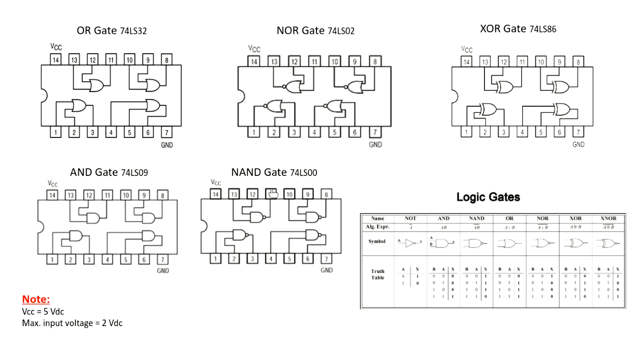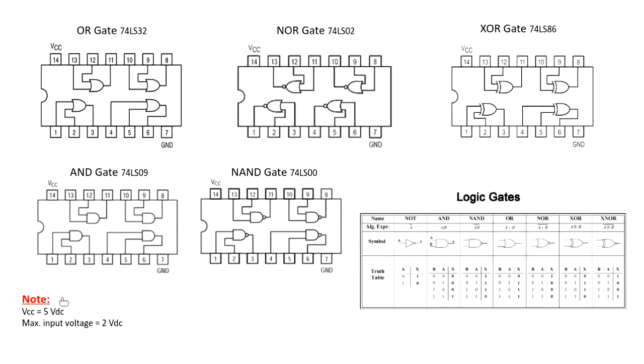Okay, the NOR gate, 74LS02, is the second one I'm showing you. The IC inside view is shown here. The XOR gate with its part number is shown here, then the AND gate and NAND gate. All are having two pins for VCC and ground, and in each package there are 4 gates.